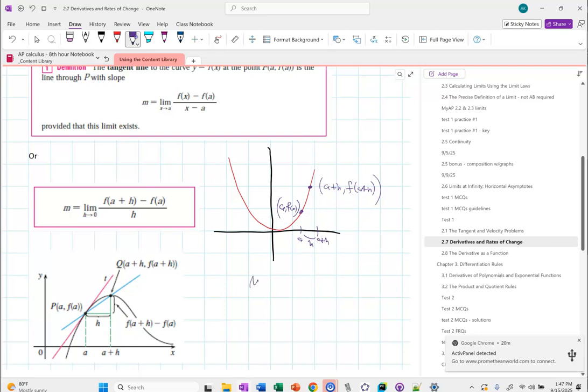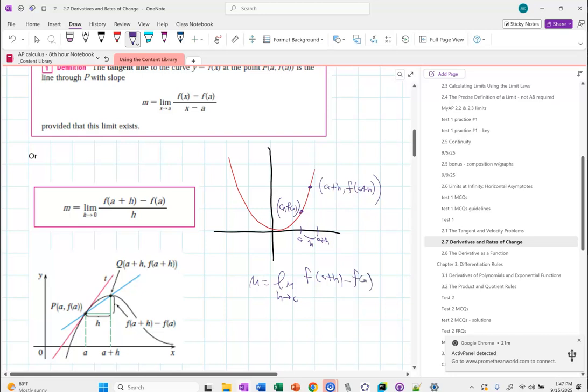So if I look at the slope here, the limit as h goes to 0, as this point moves to there. If h goes to 0, a plus h becomes a, right? Of f of a plus h minus f of a over a plus h, I'm sorry, a plus h minus a. So again, same thing. It's just slope, just written a different way.